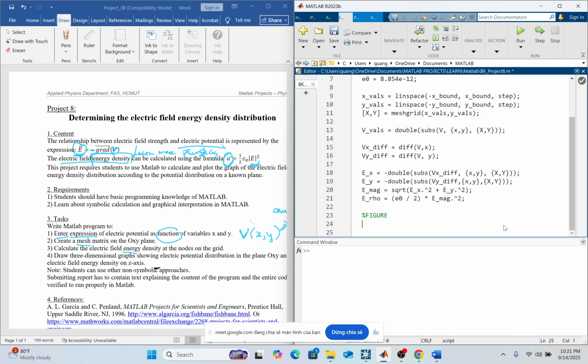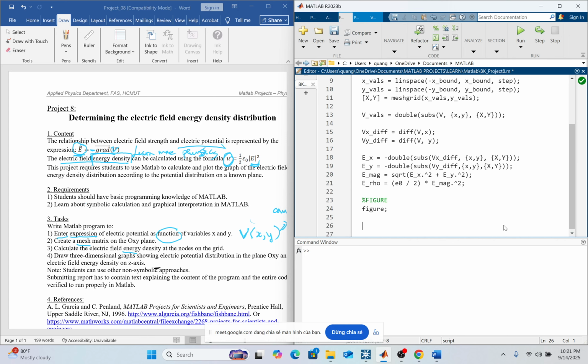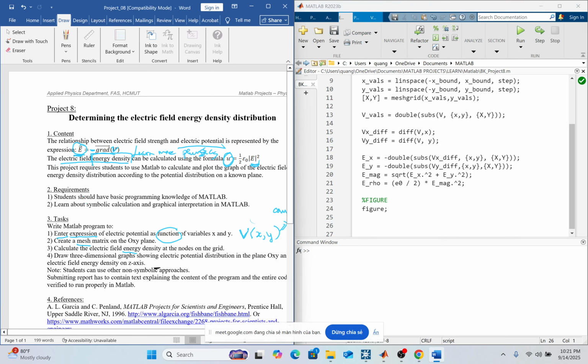How to plot our figure? First, we declare a figure. Then we can set the position of the figure. This is optional, I will leave it. Then you know that we would like to plot two graphs, right? We would like to plot first the electric potential here, and then we would like to plot the electric energy field. It is two different graphs, so I will put two graphs onto one figure.